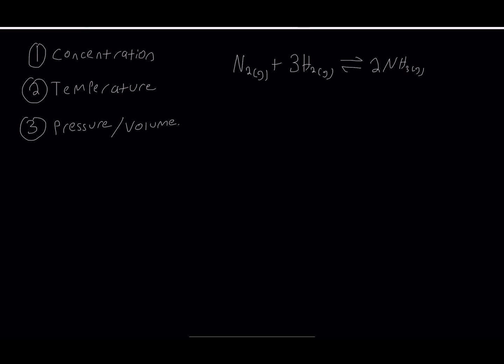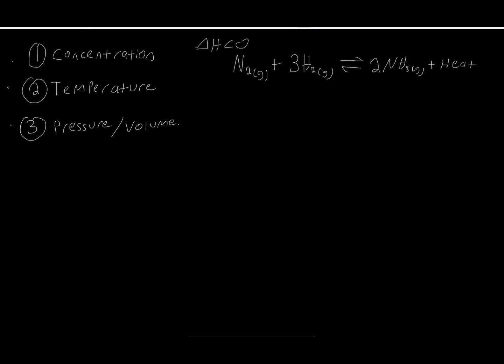NH3. Now, it's given that the Haber process is an exothermic reaction. Its delta H value is less than 0, which means, let's imagine heat as kind of a product of this reaction, right? So when I do something relating to one of these three stressors, the equation or our reaction is going to try to do the opposite effect.